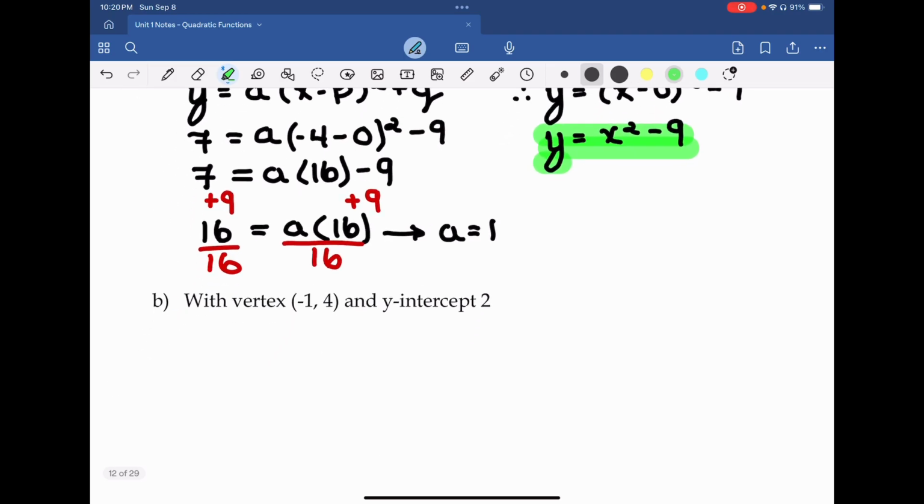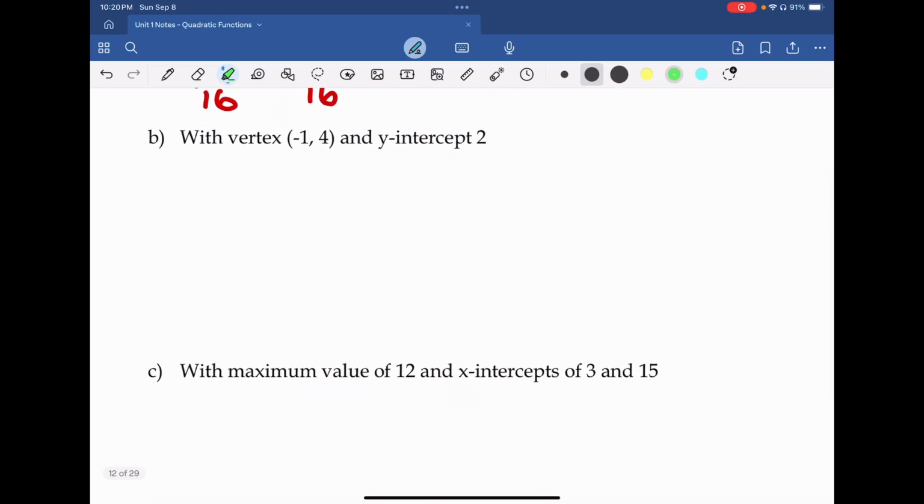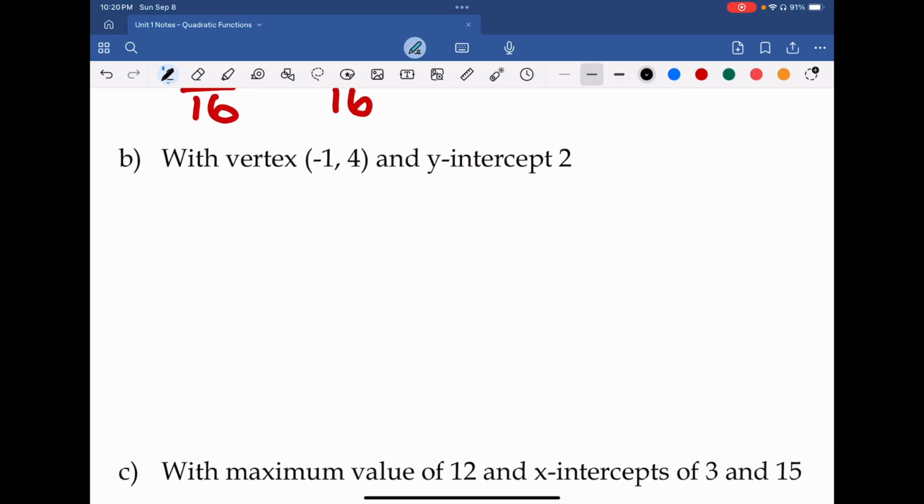All right, let's repeat this for the next one with different characteristics. So we have a vertex at -1 and 4 and a y-intercept at 2. Now, when they say we have a vertex, again, we always want to write it as this is our p, this is our q, so that doesn't change. When they write the y-intercept, this is where it's a little tricky. When we have a y-intercept, it is always that the x value is 0.